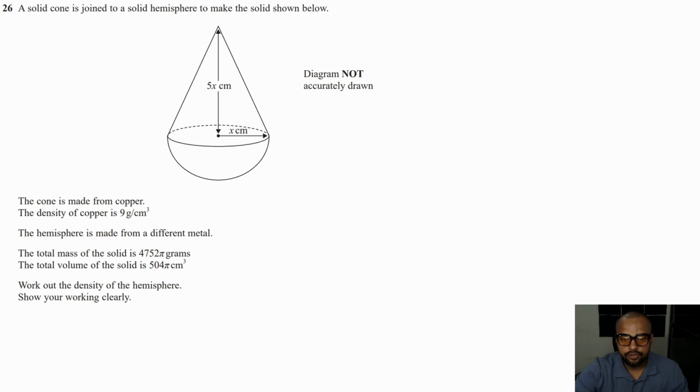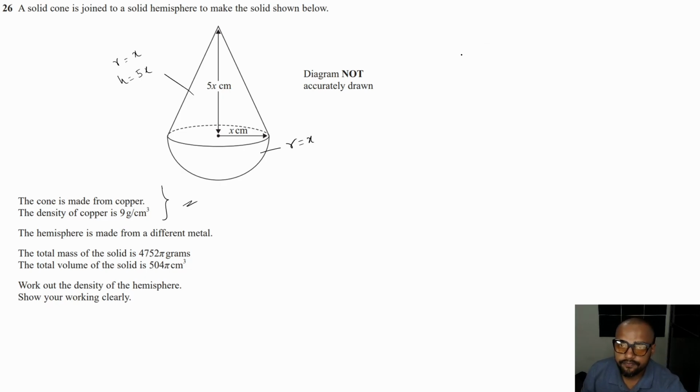Yeah, coming to the next question, that is based on mensuration, area and volume. They have given us a cone, and they have also told us that the density of copper is 9 gram per centimeter cube, and the cone is of copper, meaning with this statement, and the hemisphere is made from a different metal. Okay, let's attempt this question. For this cone, students, the radius will be x and the height will be 5x. Similarly, for this hemisphere, the radius will be x. It is clearly visible to us.